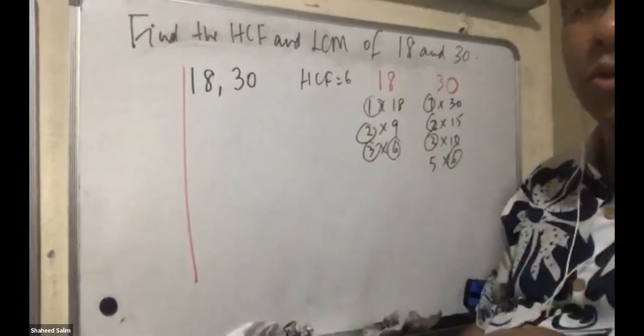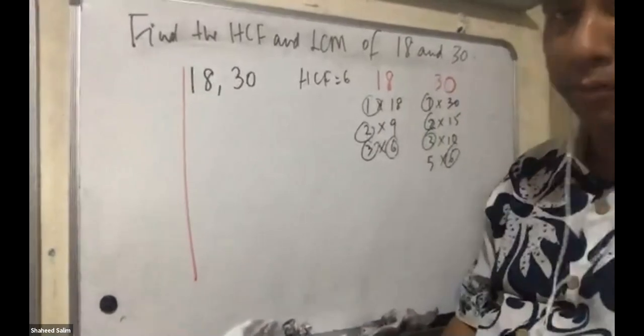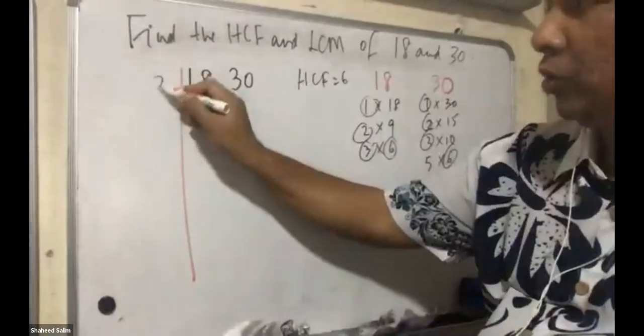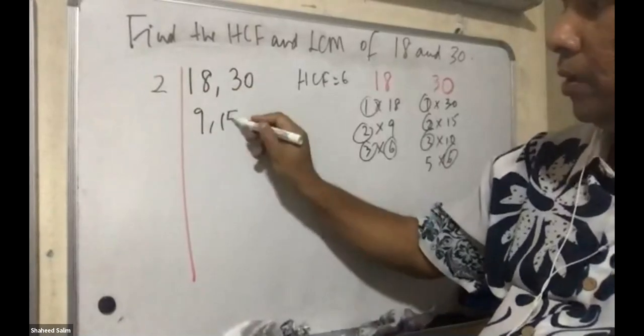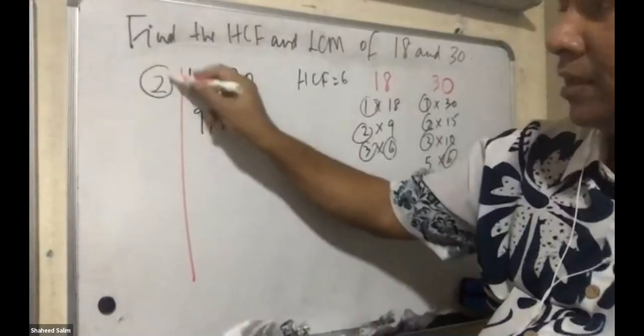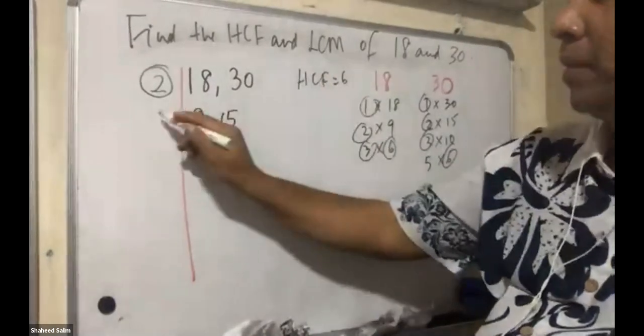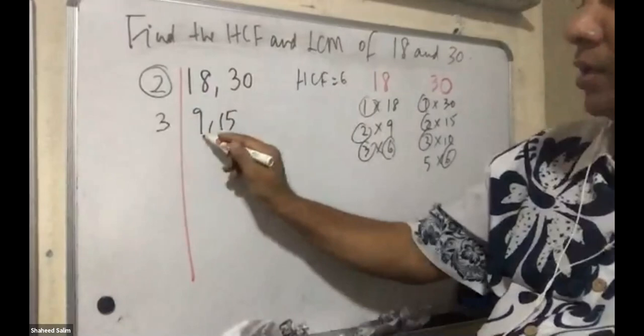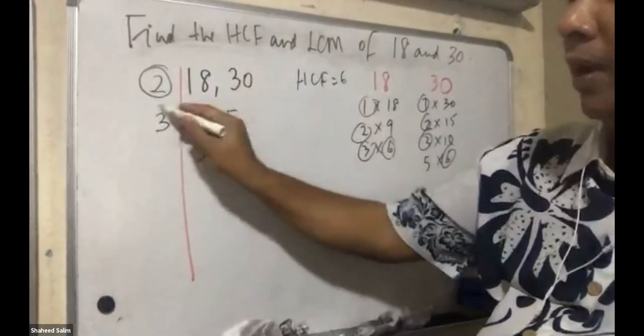LCM, last time what did we do? We agak-agak. Now you don't need to agak-agak anymore. You use this method. Divide by 2. 18 divided by 2, 9. 30 divided by 2, 15. Both can be divided? Yes, we circle. Divide by 2 again, cannot. Divide by 3. 9 divided by 3, 3. 15 divided by 3, 5. Both of them can be divided, circle.